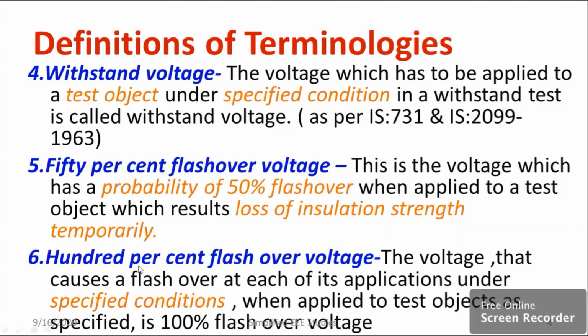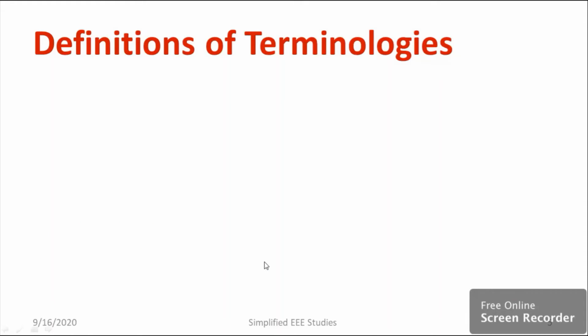When I talk about 100% flashover voltage, it is the voltage that causes a flashover at each of its applications under specified condition when applied to a test object as specified. There is a probability of occurrence of flashover of 100% over a test object. Then we can call this a 100% flashover voltage. This is also applicable for liquid and gaseous dielectric material. I'll be moving on to the next slide.